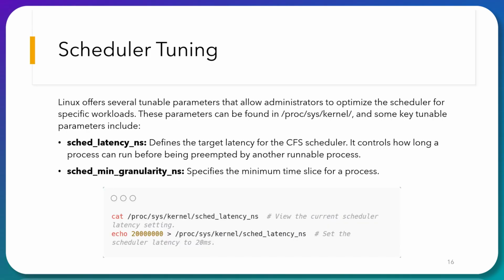You can fine-tune the Linux scheduler using sysctl settings. Two key parameters are sched_latency_ns, the target time between process switches. Larger values favor throughput. Smaller values favor interactivity. And sched_min_granularity_ns, the smallest time slice a process can get. Tuning this helps optimize performance for your specific workload. For example, gaming server or HPC environments.